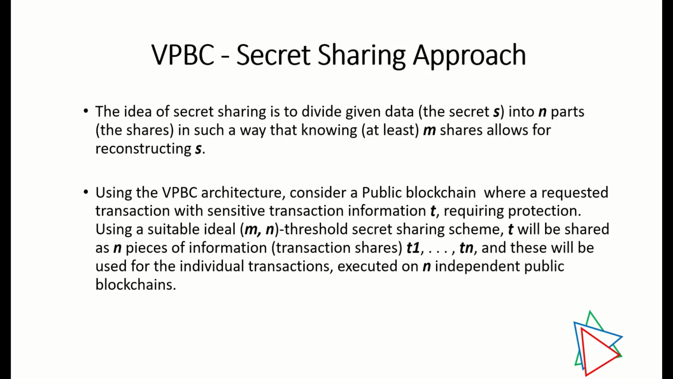If we consider a generic public blockchain and a requested transaction with sensitive transaction information T requiring protection, then using a suitable ideal (m, n) threshold scheme, T will be shared as n pieces of information as transaction shares, from T1 to Tn, and these will be used for the individual transactions executed on n independent public blockchains.